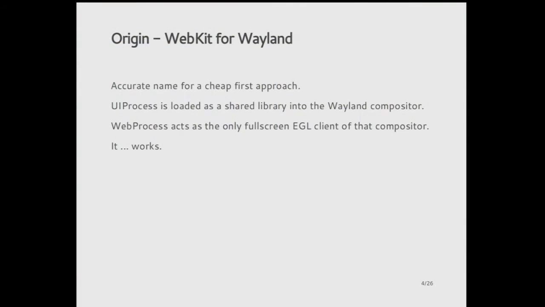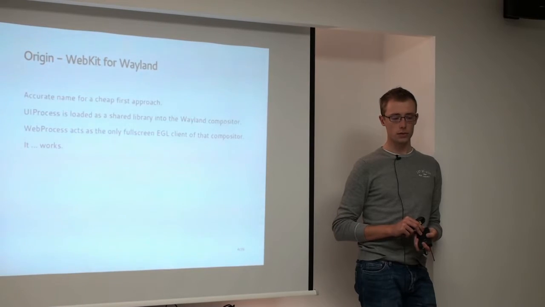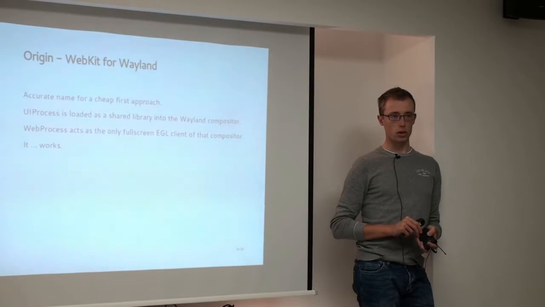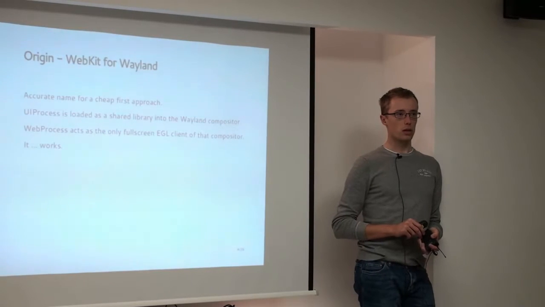So we started with the name WebKit for Wayland simply because it was an accurate name for what we were doing at the time. Since we adopted the WebKit 2 architecture, we also adopted the process architecture that came with it. The UI process was at the start actually not a process, it was built into a shared library, and that was then loaded into the Wayland compositor. Specifically on the desktop and different devices that had support for it, we were using the Weston compositor. Later we did do a small compositor of our own called Ethel. That was mainly to be used on the Raspberry Pi.